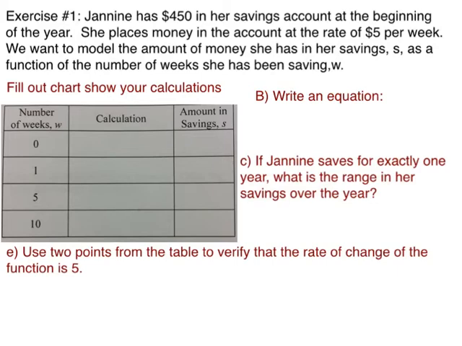So the first thing I want to fill out, at 0 weeks, how much money will she have? Well, it's going to be $450. That's what she's starting off with. It says Janine has $450 in her savings account at the beginning of the year. Now, after 1 week, I'm going to say 450 plus $5 per 1 week. That's going to give me $455.